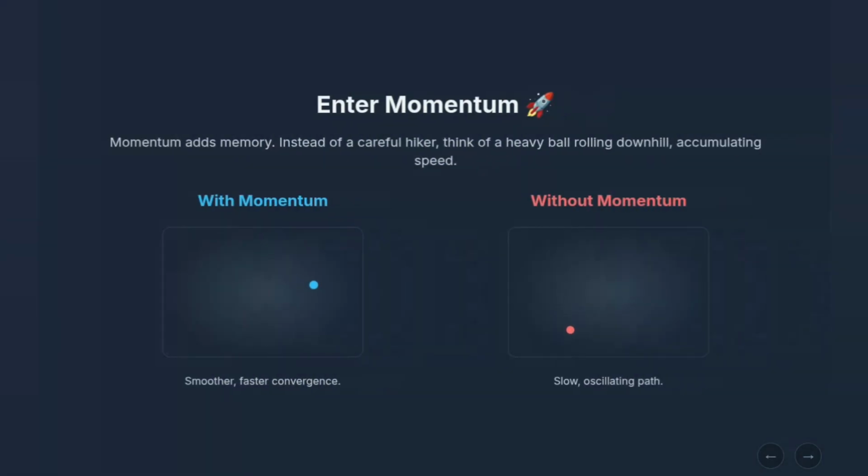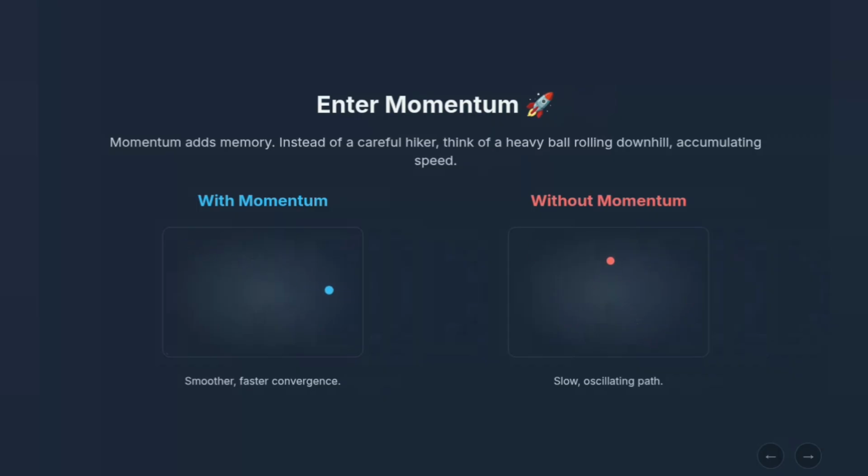This is where momentum comes to the rescue. Think of momentum as giving our optimization algorithm a memory. Imagine instead of a careful hiker, we have a heavy ball rolling down the mountain. This ball doesn't just respond to the current slope, it carries forward the momentum from all its previous movement.